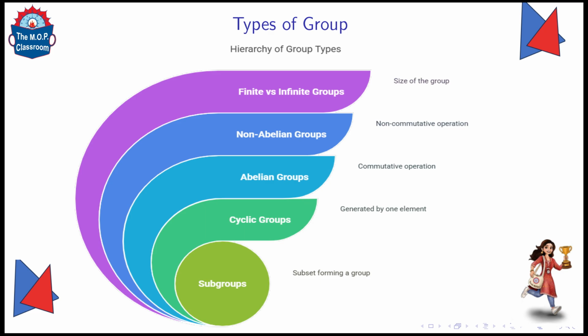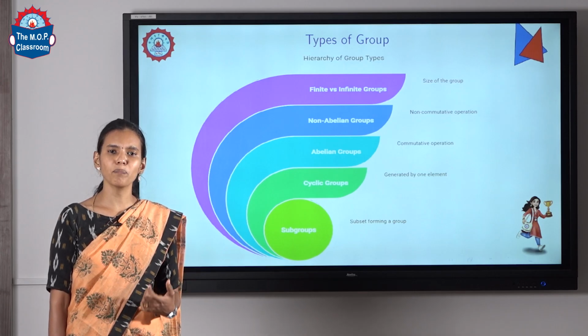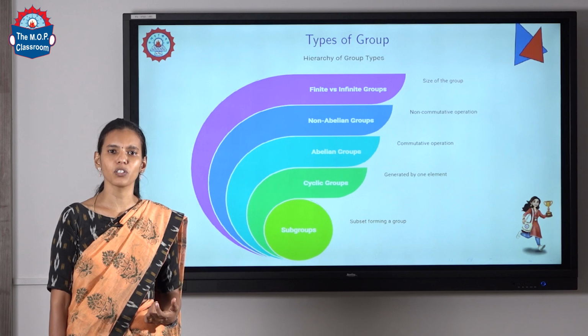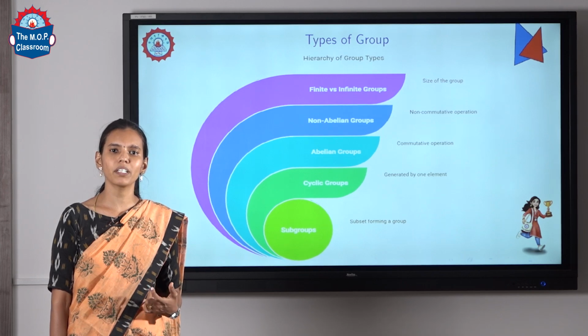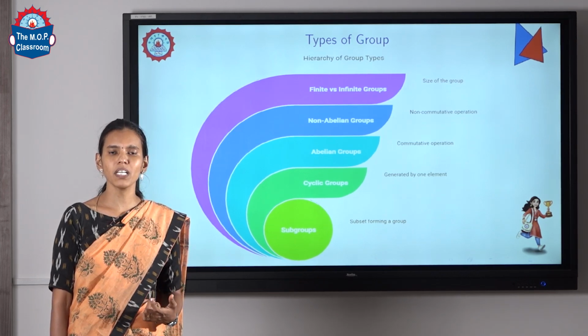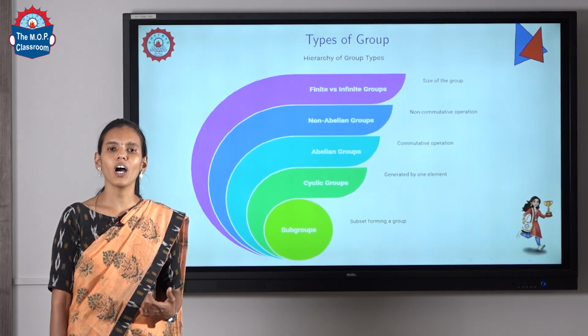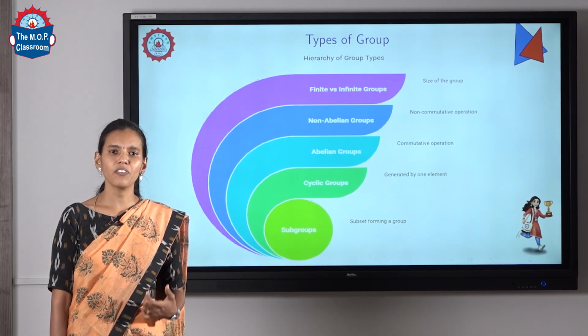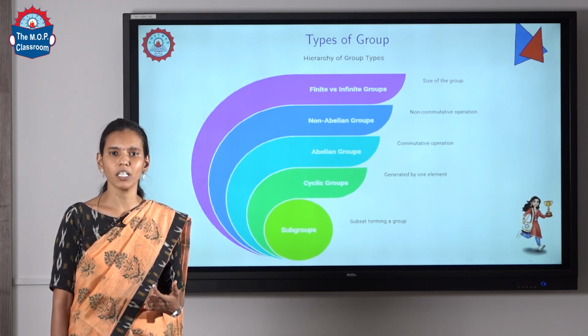Next, we are going to see the types of group. We have already seen a subgroup. A subset which forms a group is called a subgroup. If we take an element and that particular element generates the entire group, we call that a cyclic group. And there is a property called commutativity. Under addition, commutativity is nothing but A plus B is equal to B plus A. If a group satisfies this property, we call that group abelian. If it doesn't satisfy the commutative property, we call that group a non-abelian group.